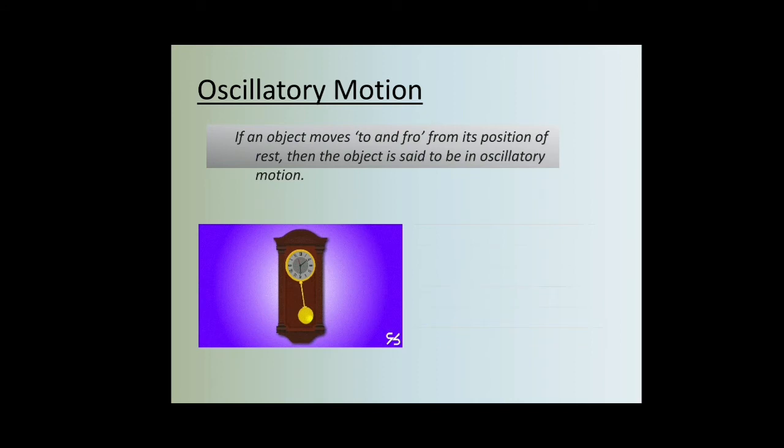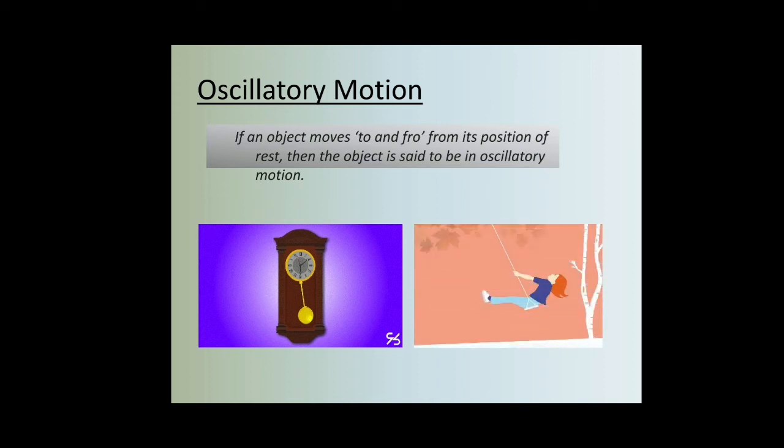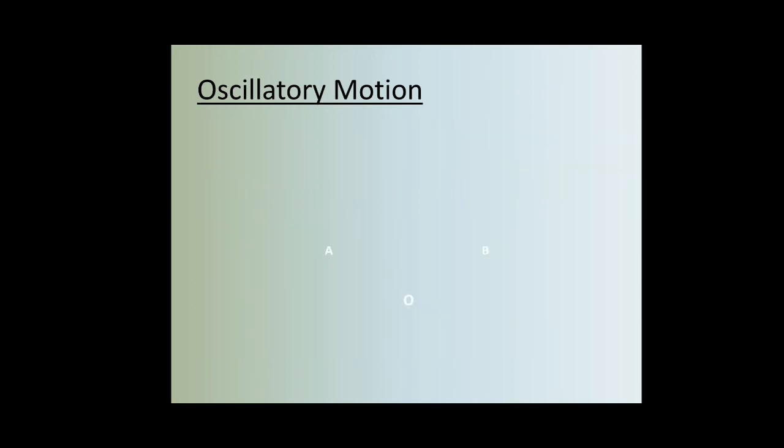Now if you have seen this, the pendulum clock has the pendulum. It is moving to and fro. Then the girl who is swinging is again a motion which is called to and fro. So these are examples of a to and fro motion. If you see this type of motion, this is called oscillatory motion.